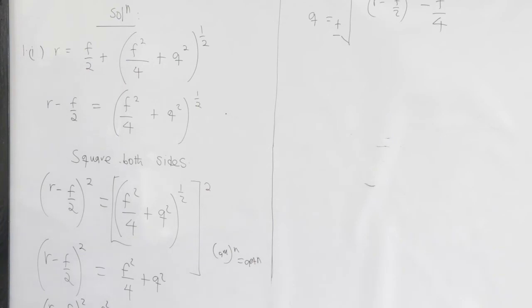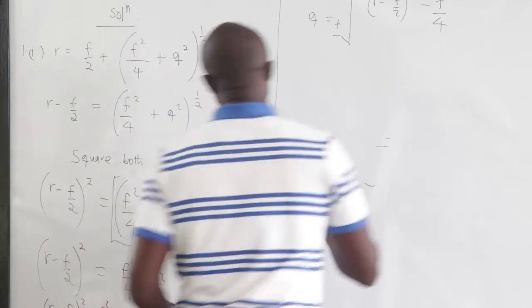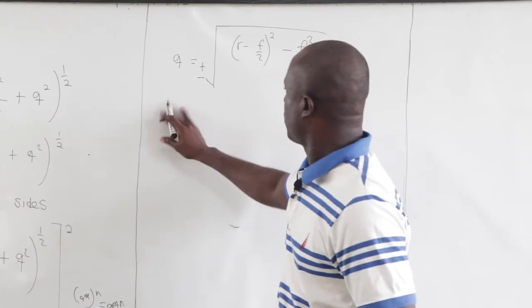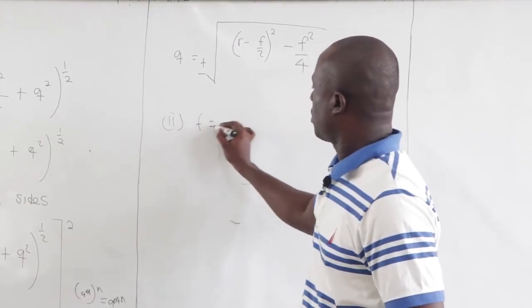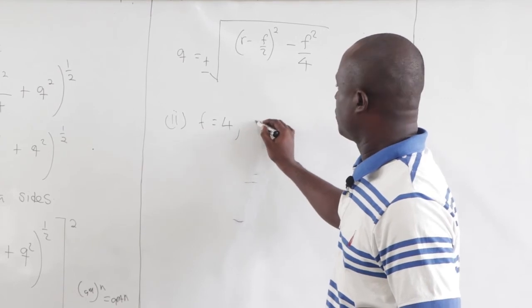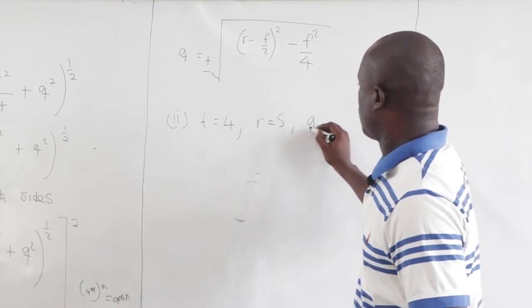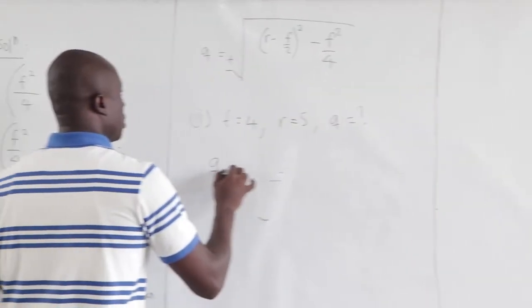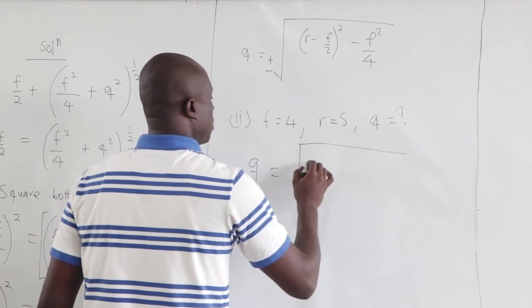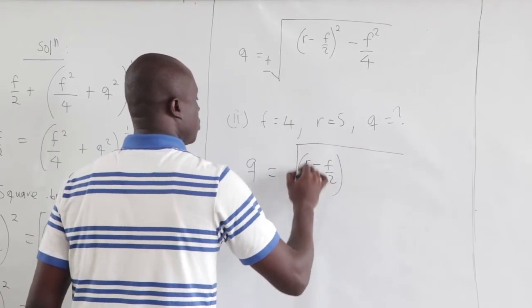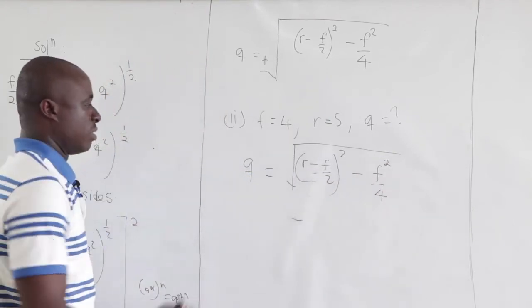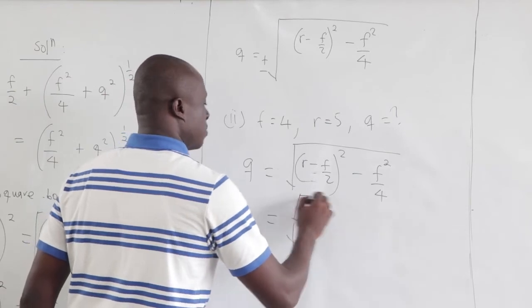Now what is the second one saying? It says that you should find, correct to the nearest whole number, the positive value. Now with that, we're given f to be 4. That's the second one. F is 4, R is 5. We want to find Q. We don't know Q, but it says the positive. So Q, only the positive part. R minus F over 2, F square over 4.